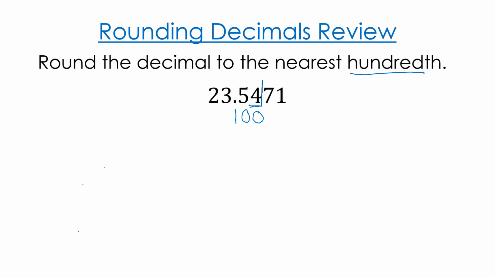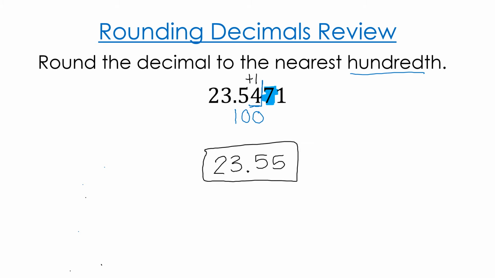So we're going to look next door. We're going to look to the 7, and that will help us decide, is that going to bump it up or leave it alone? 5 or more, add 1 more. 4 or less, let it rest. Since 7 is 5 or more, we'll go ahead and add 1 more. So my new decimal answer will be 23.55, or the proper way of saying it is 23 and 55 hundredths.